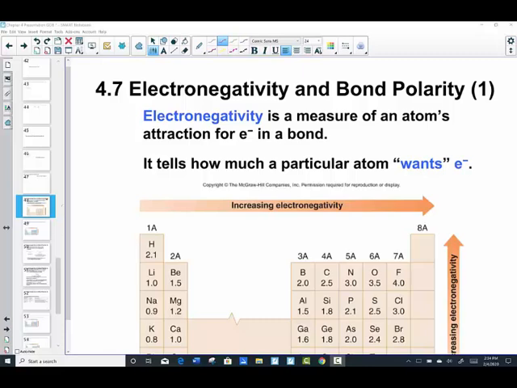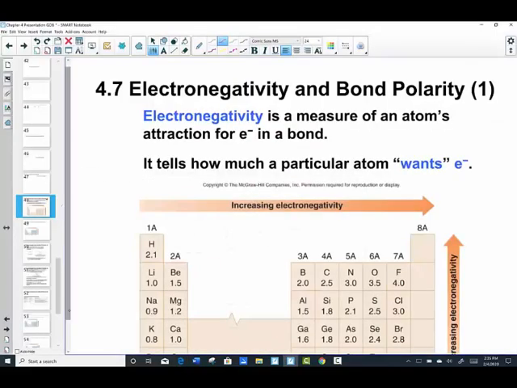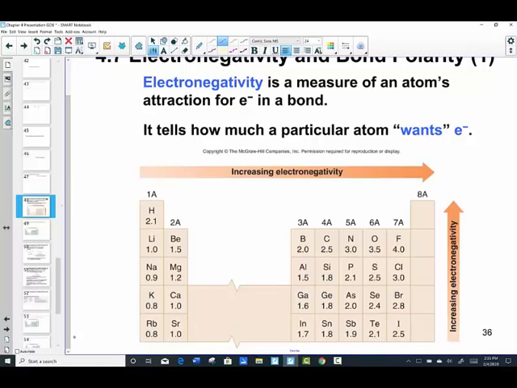The electronegativity of an element simply tells me about the atom's ability to attract electrons towards itself in a shared pair of electrons in a covalent bond. It tells us, in other words, how much a particular atom wants the electron, right? So how attractive are you in gaining electrons toward yourself?